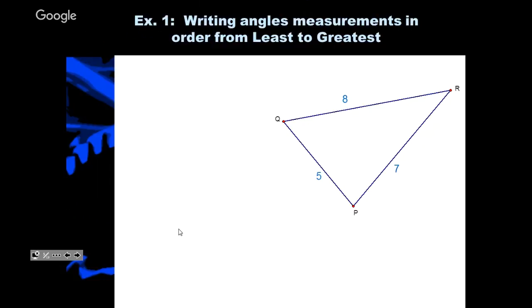So now we're doing the angles, from the opposite of those sides. The opposite of QP is R, the opposite of PR is Q, and the opposite of QR is P.